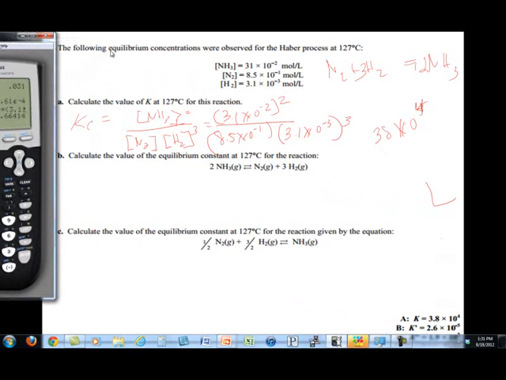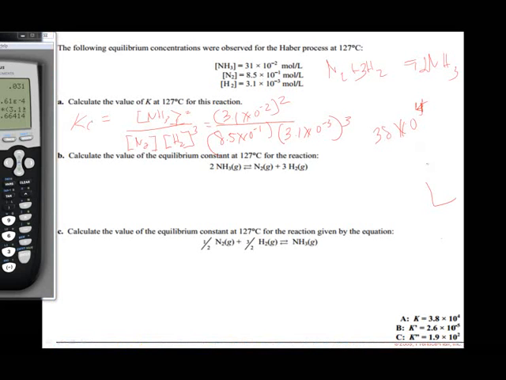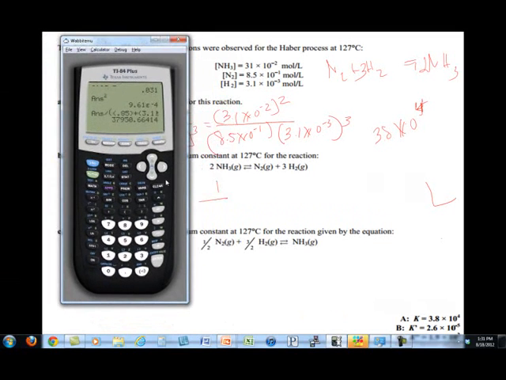Alright, now I want to calculate the value of the equilibrium constant for this, which looks exactly like the reverse of what I had. Okay, so let's take a look. So it's going to be 1 over, or just the reciprocal of that, right? 1 over that, so I can just take that number and say x minus 1, and I get 2.6 times 10 to the minus 5, which is what's right here.